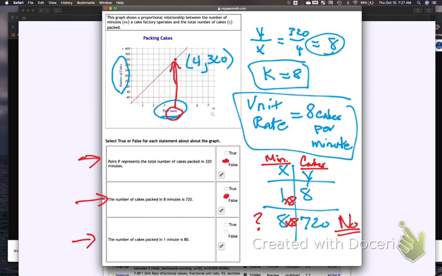And then we will look at this one. The number of cakes packed in 1 minute is 80. Well, that's not true. 1 minute is 8. So in this particular problem, they all happen to be false. So when you get this type of problem in the homework, this is what you will do. And that is it for this type of problem.